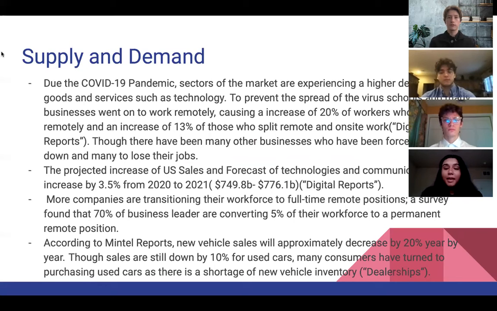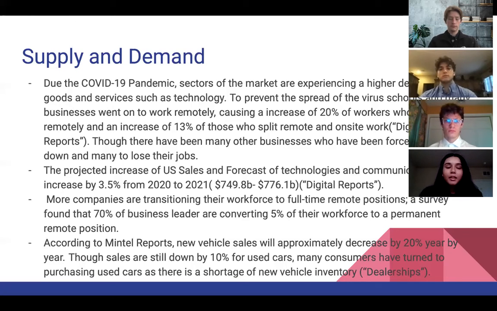Due to the COVID pandemic, many sectors of the market have experienced a higher demand for goods and services, one including technology. To prevent the spread of the virus, many schools and businesses have decided to work remotely, causing an increase of 20% of workers who work remotely, and an increase of 13% of workers who split the work remotely and on-site. Though many businesses have been forced to shut down and many people have lost their jobs.